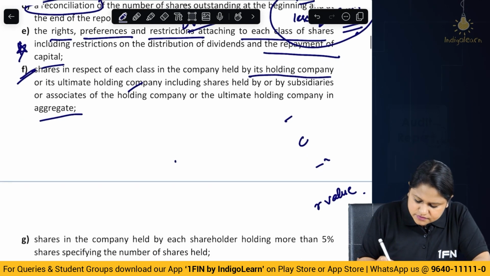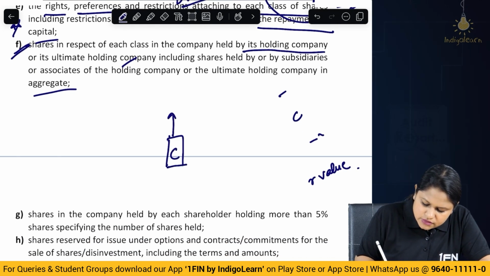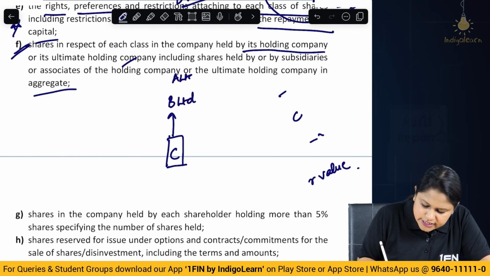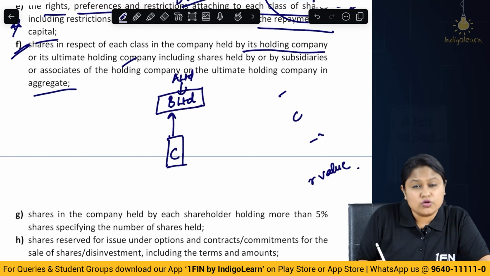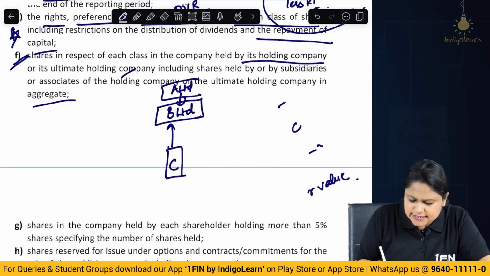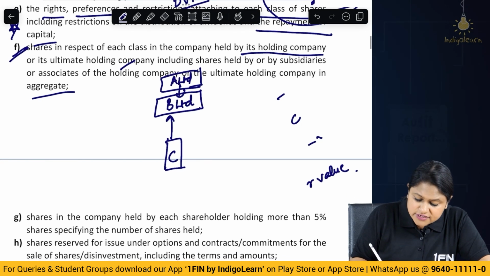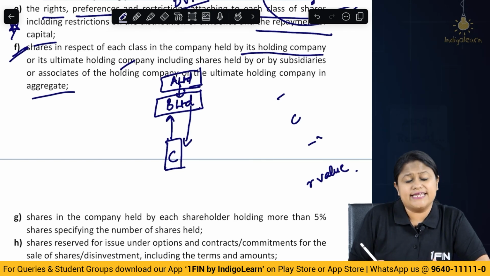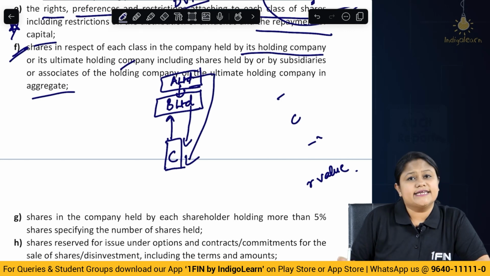Suppose we are doing the audit of C. B Limited is the holding company of C, and A Limited is holding B, and B is holding C. So B Limited is holding C Limited, and A is considered, in the context of C, to be the ultimate holding company. Now, however many shares B Limited is holding in C Limited, in each category, whether preference, equity, every kind of share, all the details have to be given. And what A is holding, those details also you have to give.